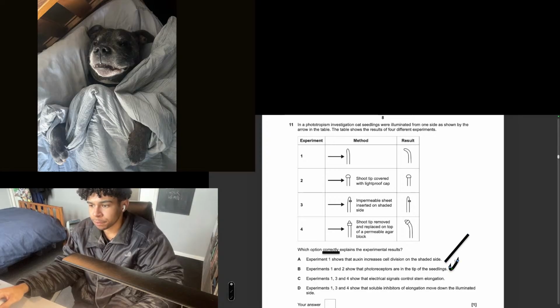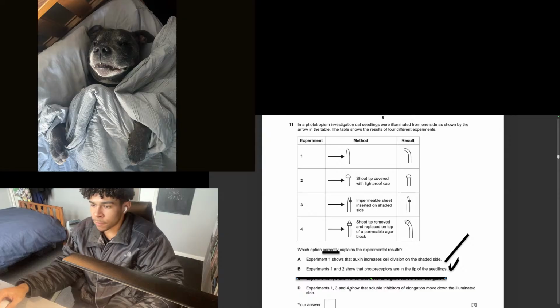Okay. That's also true. Experiments 1, 3, and 4 show that electrical signals... Well, it's permeable, and so electrical signals can go through and it still went through. So electrical signals don't control it because they were blocked. They weren't blocked by permeable, they were blocked by impermeable.